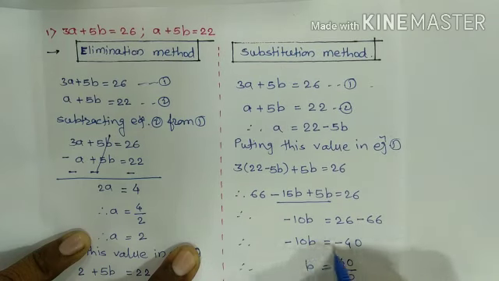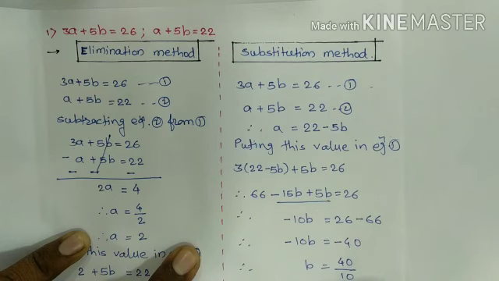40 by 10. Both sides have minus, so it becomes plus by multiplying each side by minus 1, and therefore b equals 10 fours are 40.